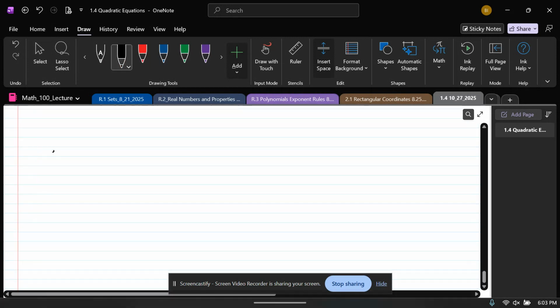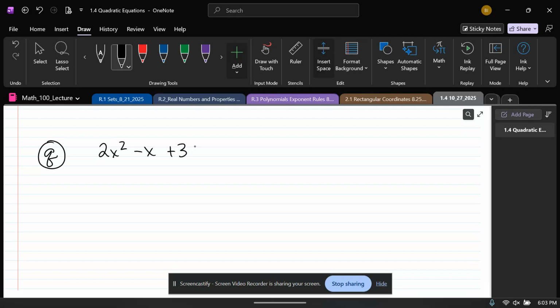Example Q. 2x squared minus x plus 3 equals -1. This is the longest lesson of the night. The other two are really short. Promise. This is the longest lesson. It's the one that's got all the stuff in it. We always have one that's kind of heavier than the others, and the rest of them are pretty easy. This one is the heavy one.